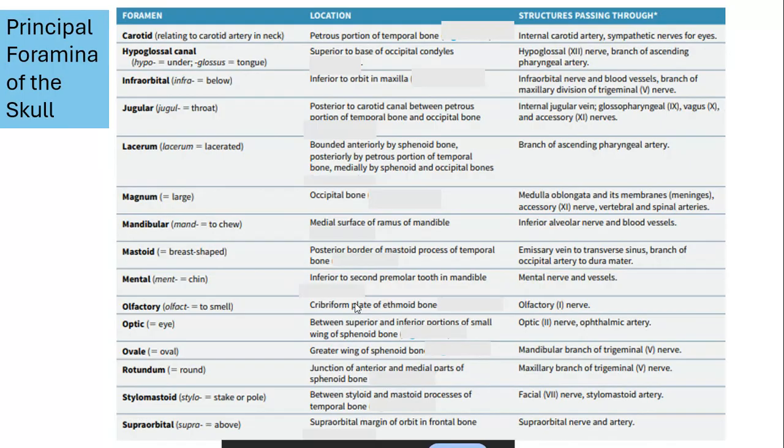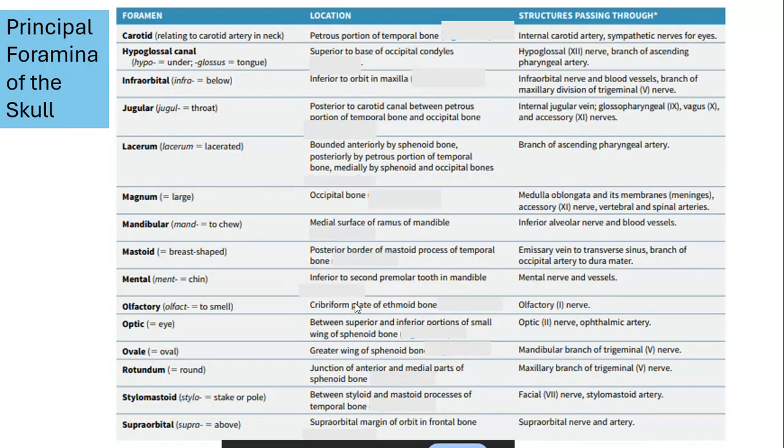Mandibular, mand is to chew. Medial surface of ramus of mandible, that's the location. Inferior alveolar nerve and blood vessels pass through the mandibular foramen. Mastoid, mastoid is breast-shaped. Posterior border of mastoid process of temporal bone, that's where the mastoid foramen is. Emissary vein to transverse sinus, branch of occipital artery to dura mater.